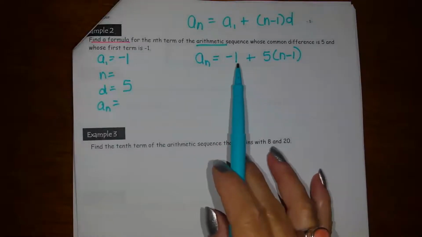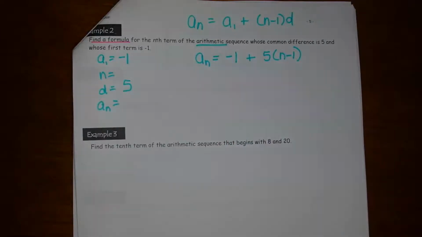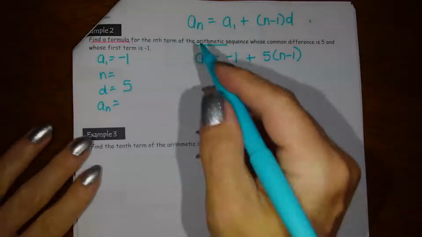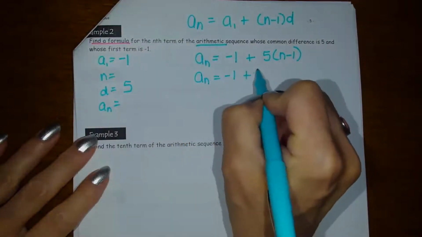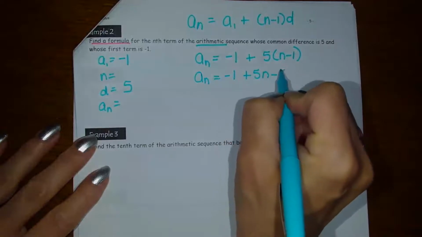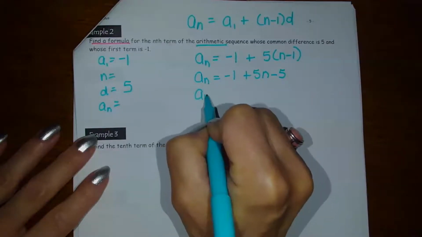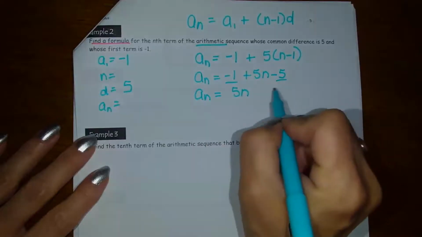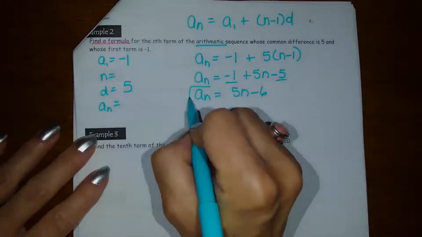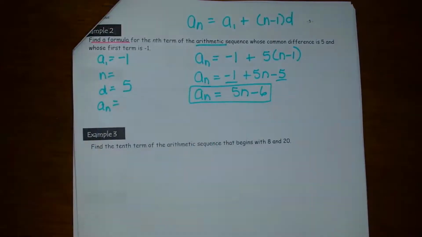So once you plug in A1 and D, all you do is simplify. So AN equals -1 plus 5N minus 5. So AN equals 5N, and then if I put those two together, minus 6. When you're finished with an arithmetic sequence, it should look like a line: 3n plus 4, 9n plus 7. This one is 5n minus 6.